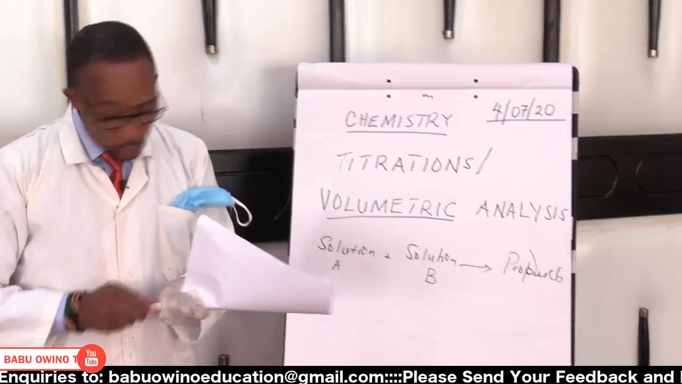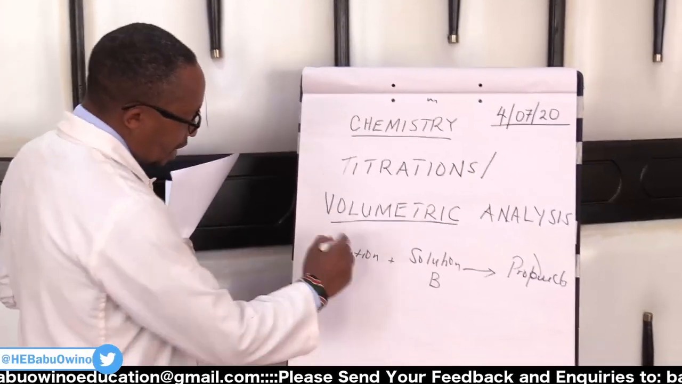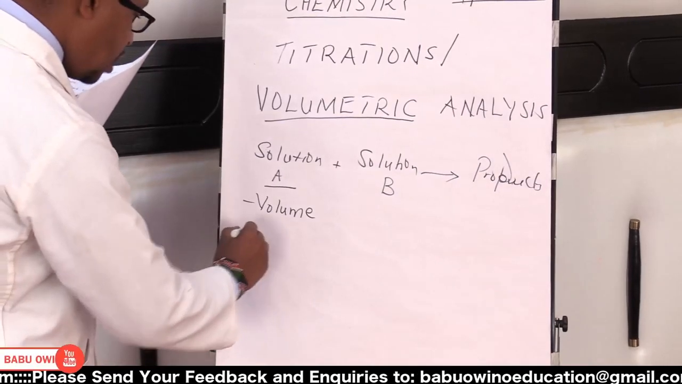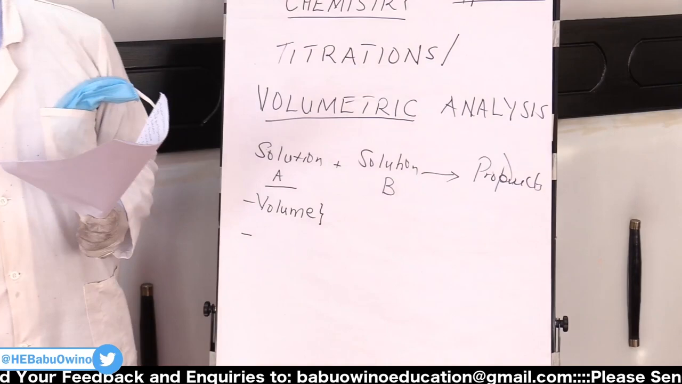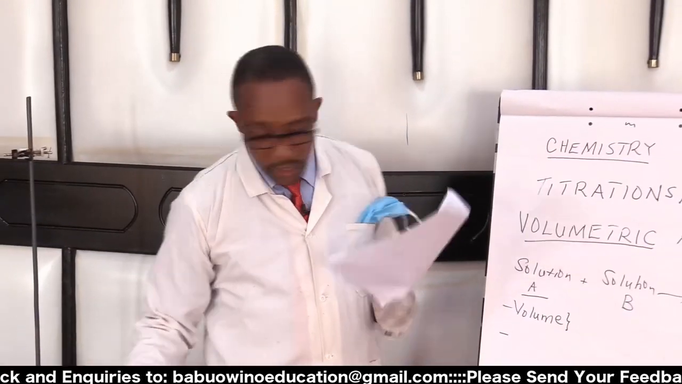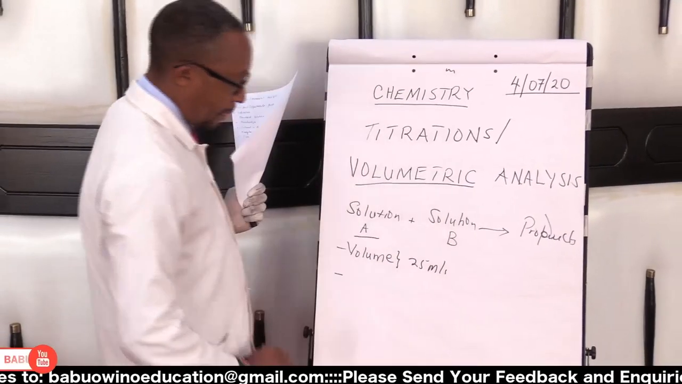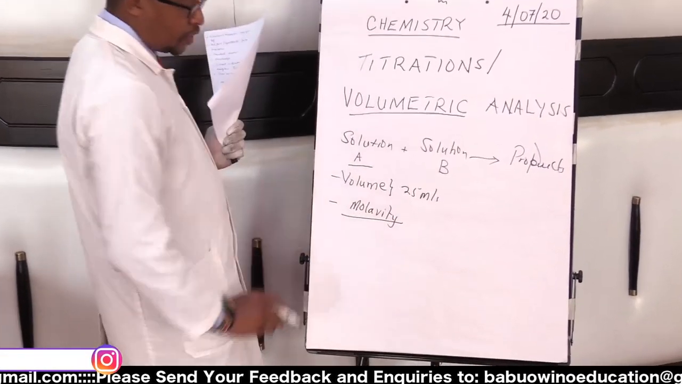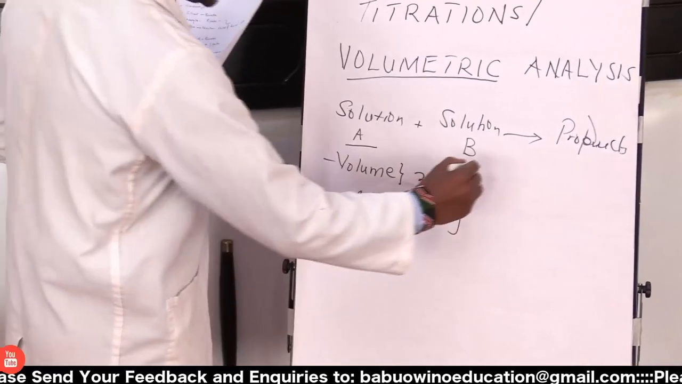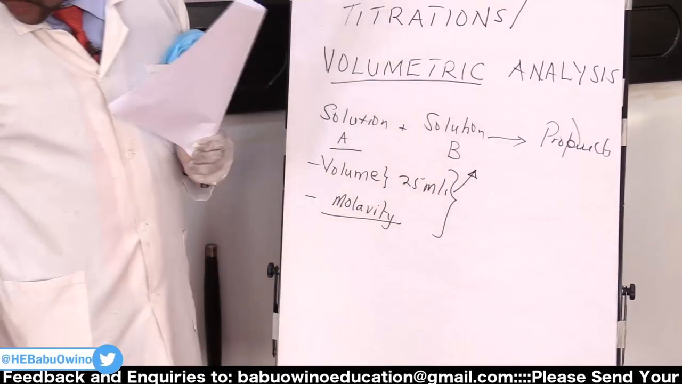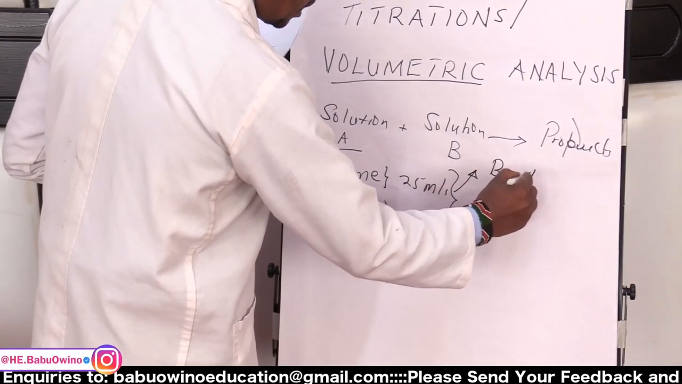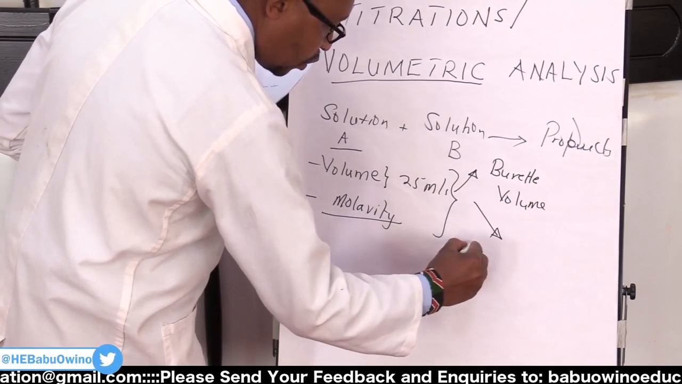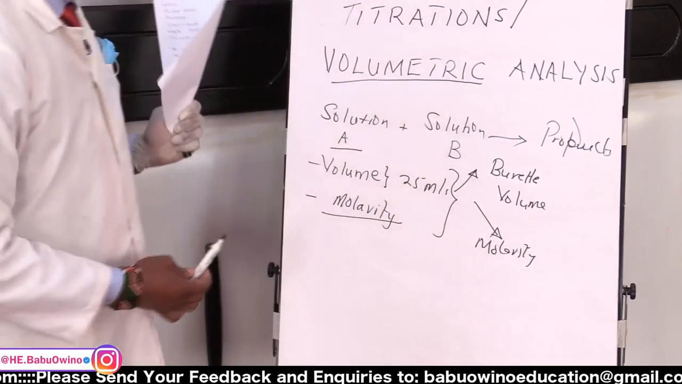Now, in this case, when we take a solution A, if we know the volume of that solution, and how do we know the volume? By use of apparatus that have fixed volumes, like the pipette. And our pipette for today is 25 mLs. So if we know the volume of solution A, and we know its molarity, or simply the concentration, it's very possible for us now to react with B using the apparatus that we have seen, say a burette, so that we get our product. So in this case, we'll get the volume. And from there, we can get the molarity or the concentration.